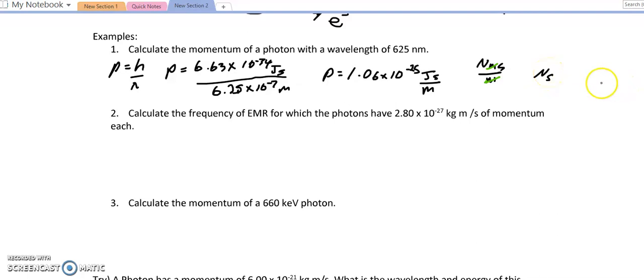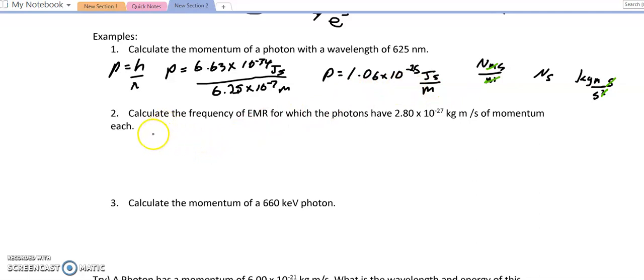Now, a Newton being a kilogram meter per second squared multiplied by seconds, and again we can see here one of the seconds cancels, and you're left with kilogram meters per second, which is also a unit that we've used for momentum. So this is just another way of expressing the same thing with each one of those.